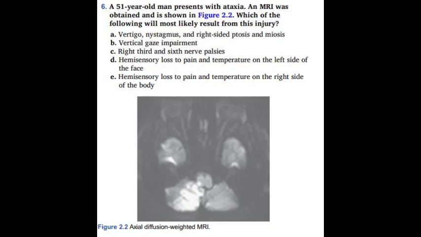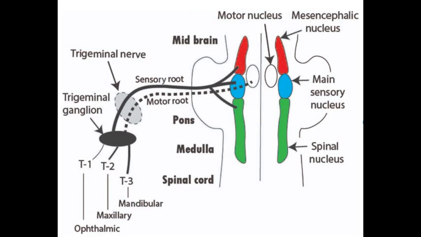Hemisensory loss of pain and temperature on the left side of the face. Now that is wrong. This will actually cause hemisensory loss of pain and temperature not on the left side, but on the right side of the face. And why on the right side of the face? Like we said, the trigeminal nuclei is located somewhere along that tract. That's cranial nerve number 5.